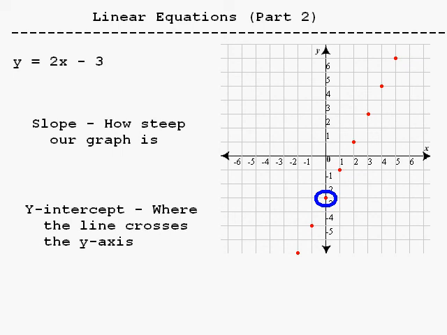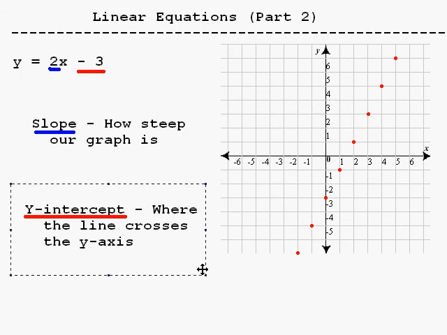So this number here, the 2, tells us our slope. And this number here, our -3, tells us our y-intercept. Now the y-intercept is pretty straightforward. We saw that the y-intercept was -3, so this number is literally just -3 there. Our slope is a little tricky, so we're going to talk about our slope separately since the y-intercept is pretty easy.